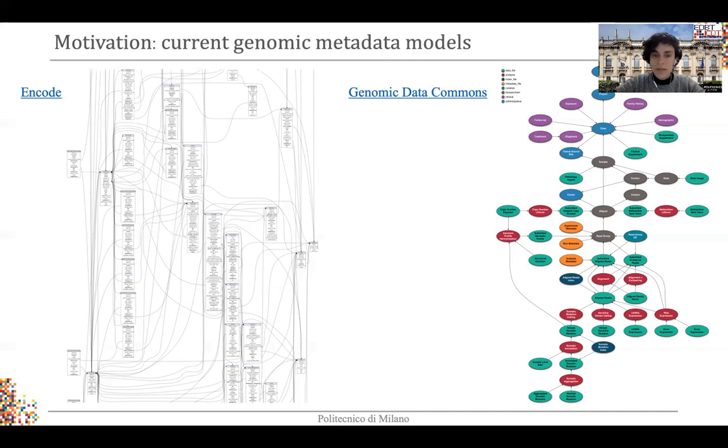On the right, instead, we have Genomic Data Commons, which is a very important portal for tumor-related data. And here we cannot say that this is actually an ER model, because here we just have nodes for entities, but then it's not clear how they are connected with which semantics.